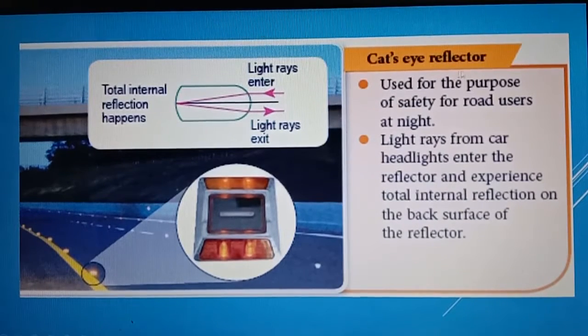Okay, so the cat's eye reflector is used for the purpose of safety of road users at night. Light rays from car headlights enter the reflector and experience total internal reflection on the back surface of the reflector. So meaning the light coming from the car, when it hits the reflector, bounces back and returns to the driver. So the driver can see the track of the road easily at night.